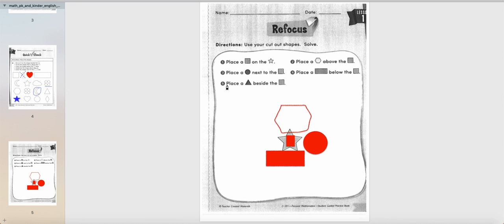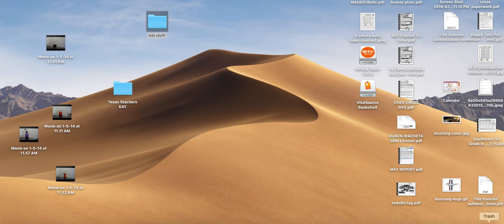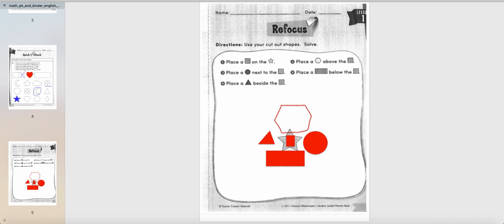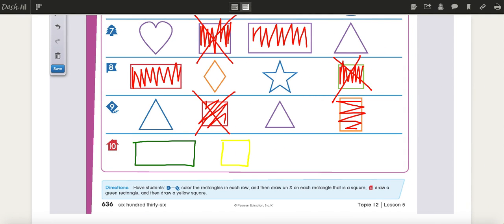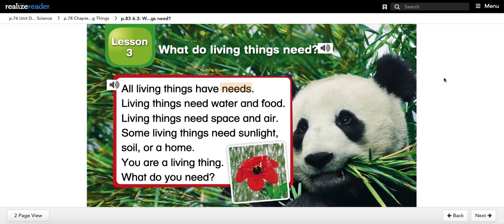Okay, next it says place a triangle beside the square. So beside just means next to, so I'll draw it over here. Triangle. Good job. Okay, so now that we're done with math and reading, we're going to go ahead and go back. And we're going to start with science.